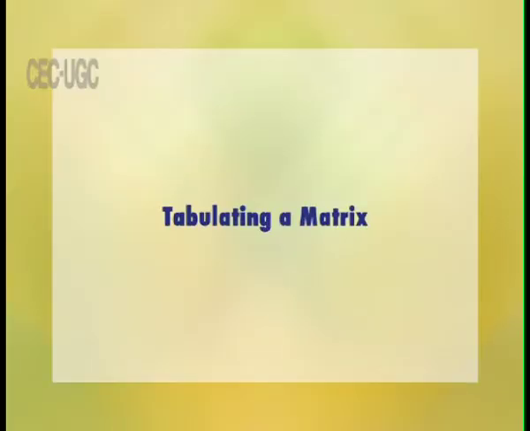Now students, let us discuss tabulating a matrix. To tabulate these observations in a 10 by 10 matrix, the first step is to make sure that the entire series begins and ends with the same number. The convention is to add 10 to the beginning and end of the series unless 10 is already present.